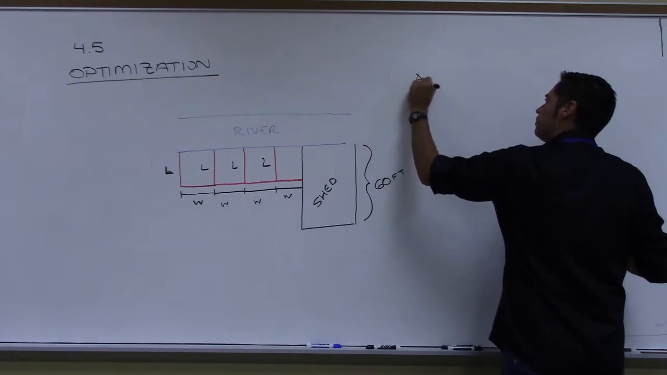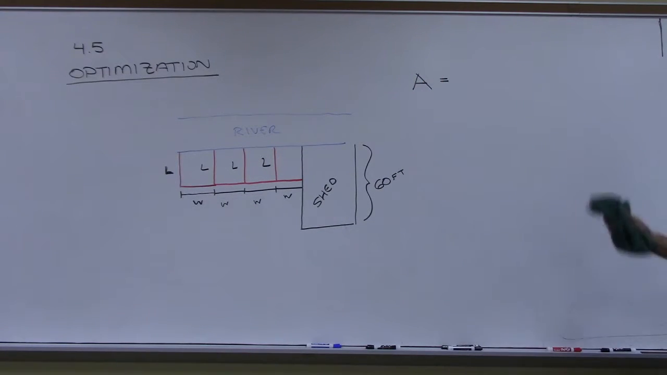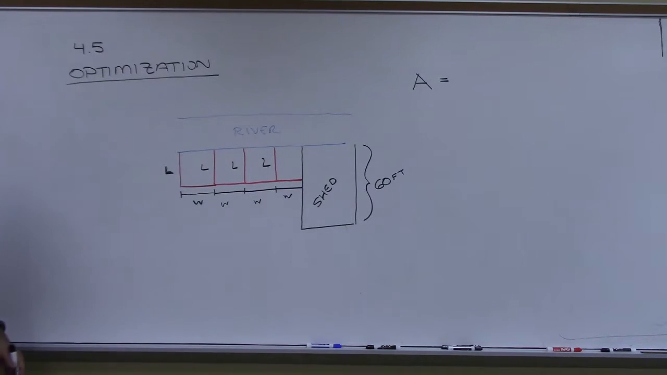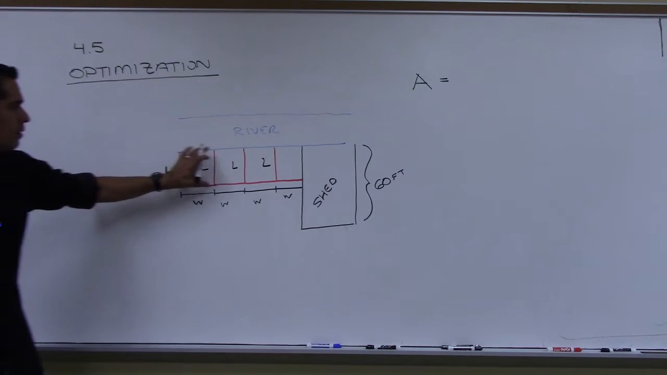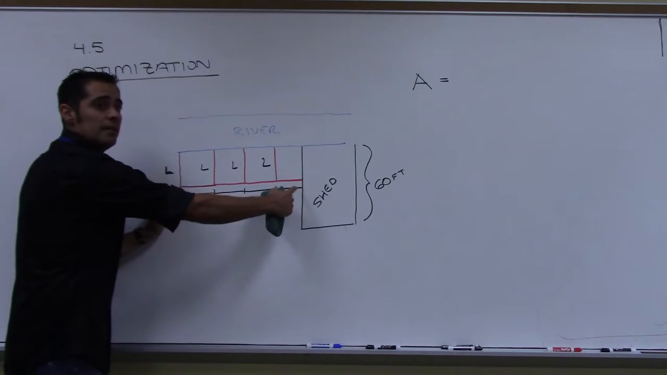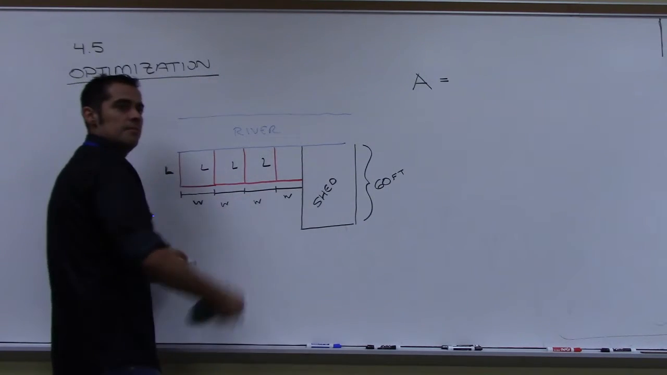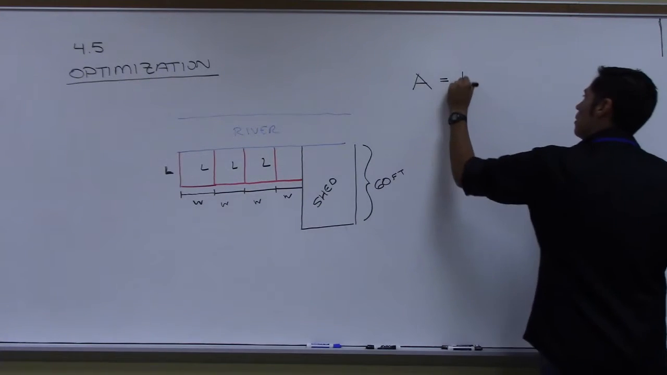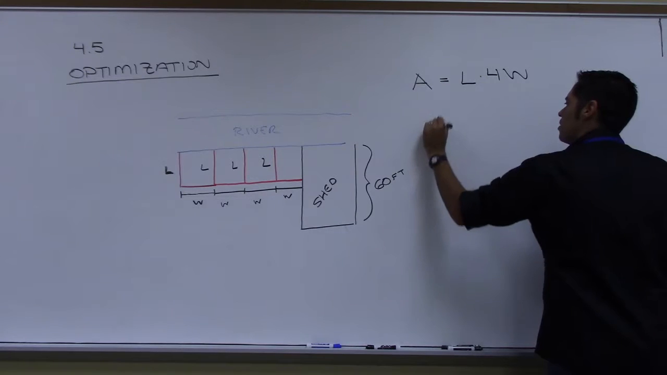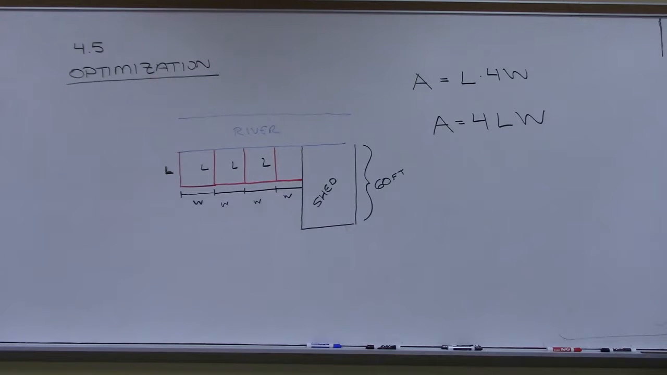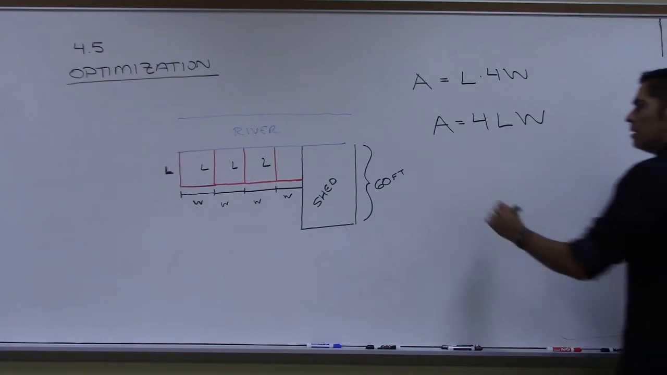So the area of the entire enclosure, all 4 together, would be what? 4L times 4W? What's the area of that whole thing in here? It's just this side times this side, right? That's all it is? Length times width. But here it would be this times this. So L times 4W, which is the same as 4LW. Yeah? That's the objective equation.